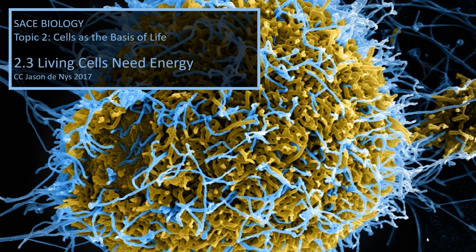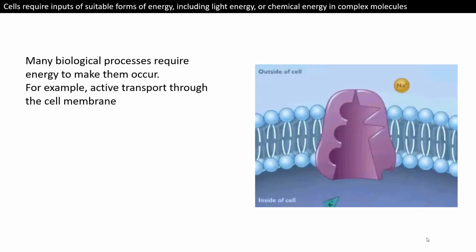Okay, so this PowerPoint is going to be about why living cells need energy and how they make it. If you think about it, all cells need energy to do a variety of things. Essentially, they need it to be able to grow, reproduce, and repair. An example of a biological process that requires energy is transport of things across the membrane.